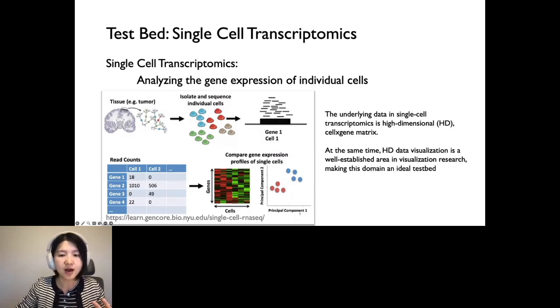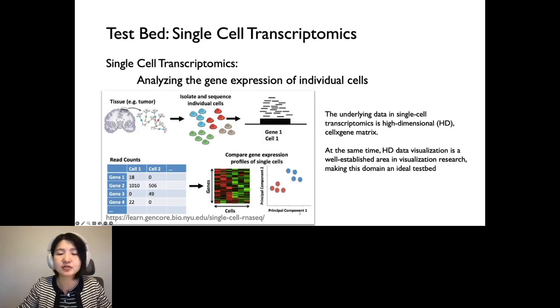High-dimensional data visualization is actually a well-established and well-studied field in the visualization research community. So this combination is an important domain with rich visualizations, and a visualization research area with clear definitions and well-established research, which makes this domain a very ideal testbed for what we want to do.